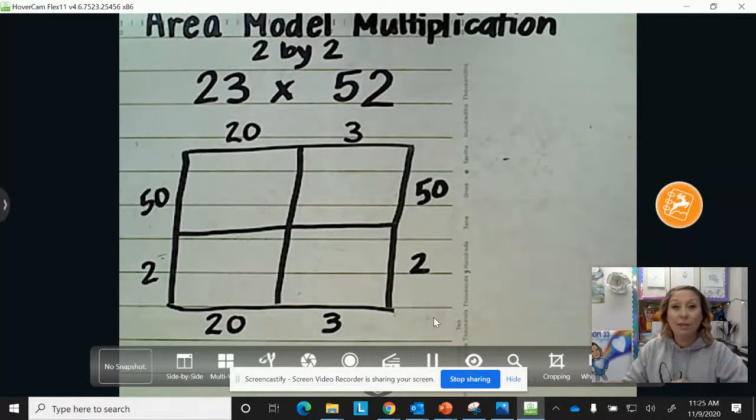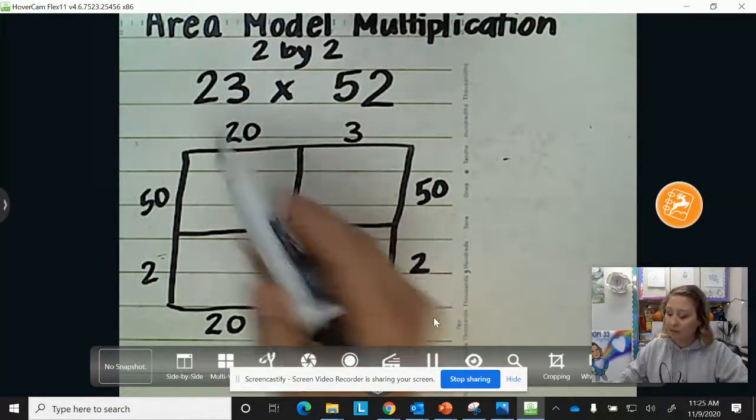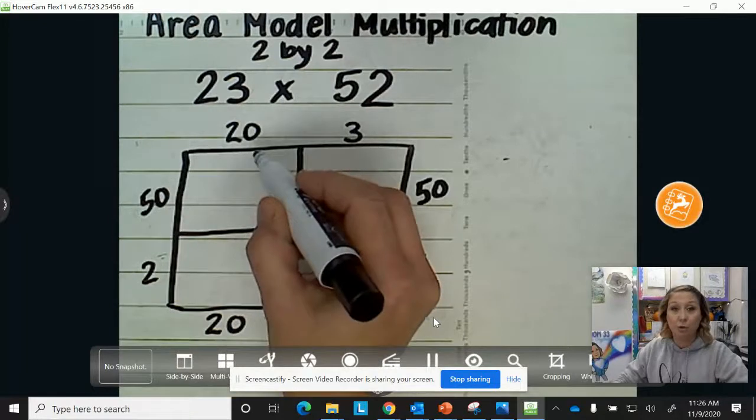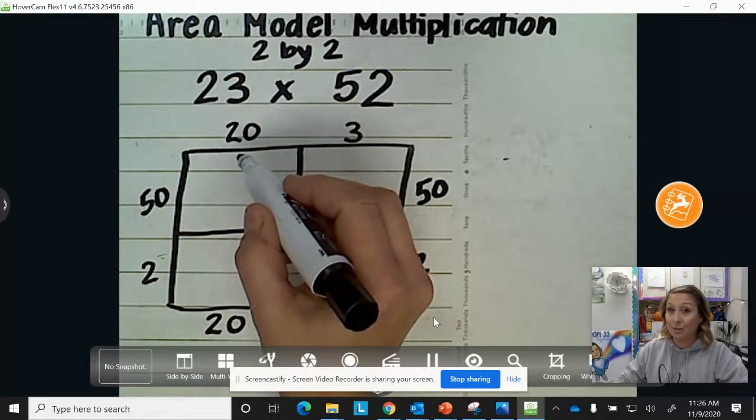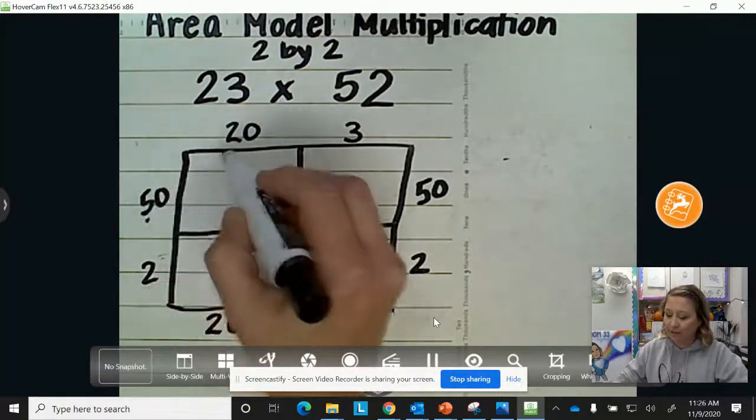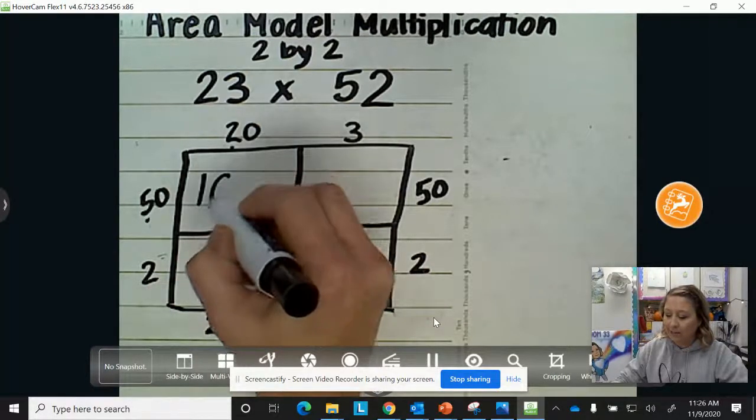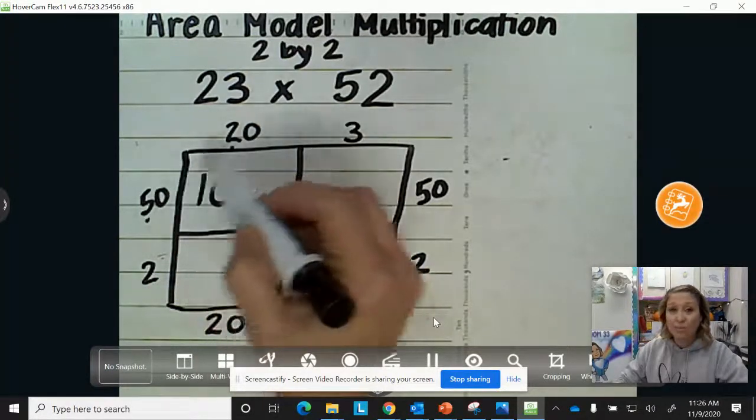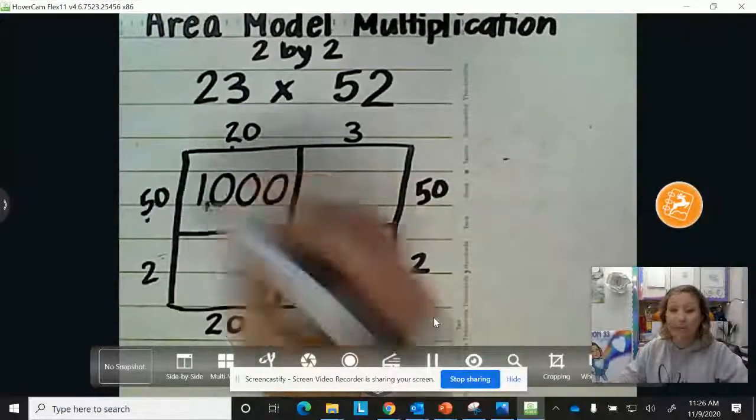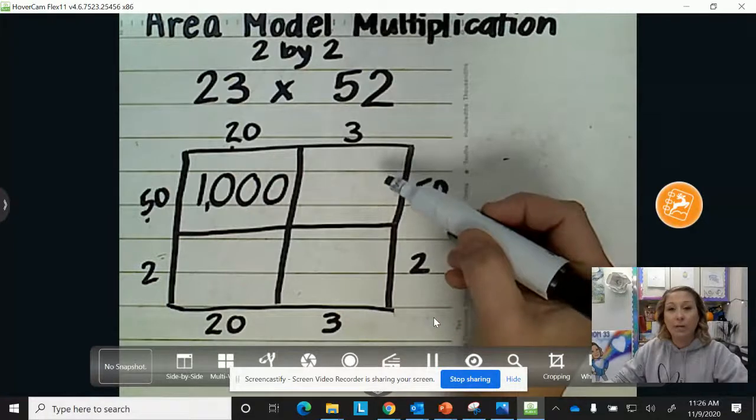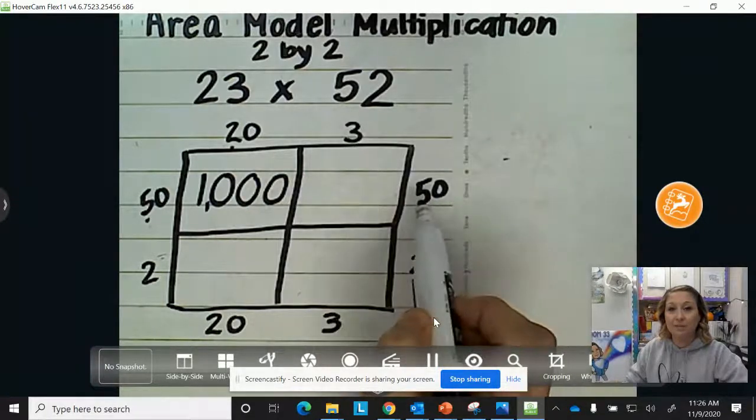Now we're going to do the multiplication, and it's easy to know what numbers you're going to multiply. You just look at the numbers that are outside of the boxes. So when I'm looking at this first box, I'm going to multiply 50 times 20. All you need to do is multiply your real numbers and add the zeros back on. So let's multiply 5 times 2. That will give me 10. And then I still see 2 more zeros hanging out over here that I'm going to put on the end to make it 1,000.